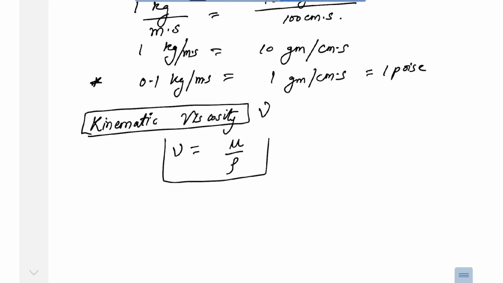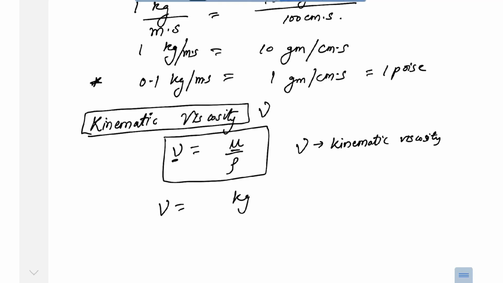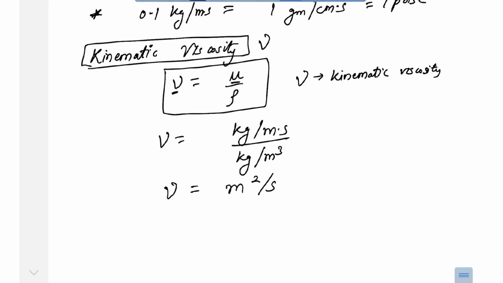This will be the relation between the dynamic viscosity and the kinematic viscosity. Here nu is the kinematic viscosity. Using this relation, we can also derive the unit for the kinematic viscosity. Mu is kg per meter second, whereas rho is kg per meter cube. Writing down the unit of nu, it will be equal to meter square per second.